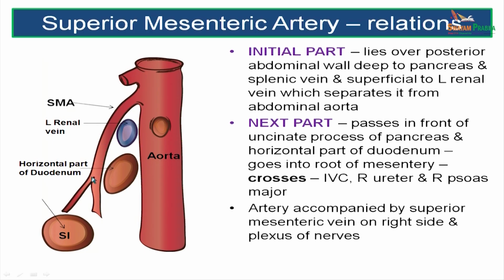The second segment or the next part of the superior mesenteric artery passes anterior to the pancreatic uncinate process and horizontal part of duodenum, enters the root of the mesentery to supply the small intestine. It also crosses the inferior vena cava, the right ureter and the right psoas major muscle. It is accompanied by the superior mesenteric vein on its right side, which drains into the portal vein.